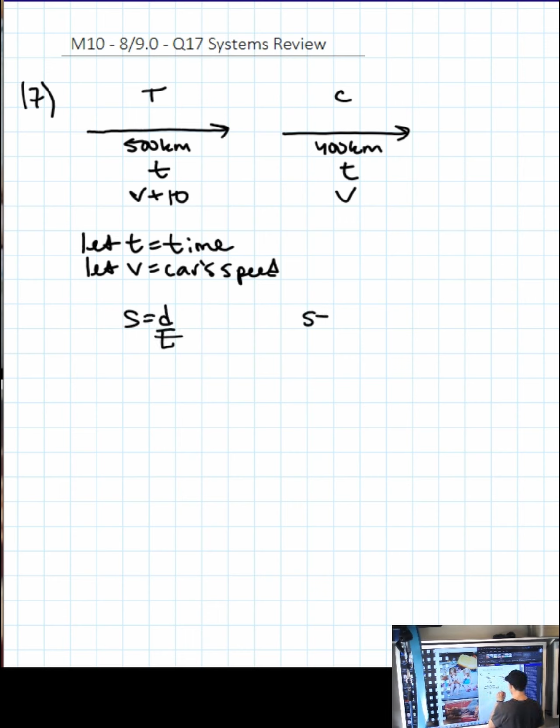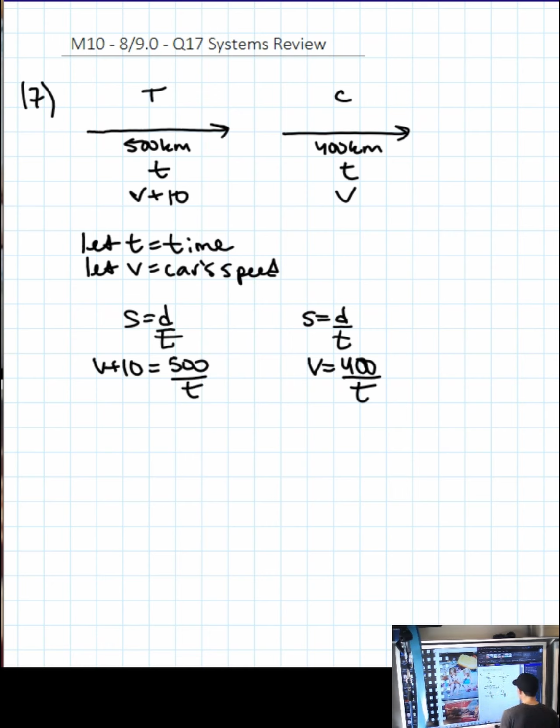Again, S equals D over T. And let's substitute. So the equation on the right is going to be a little bit simpler, so let's start there. V equals 400 over T. The equation on the left, the speed is V plus 10. So we're going to take V plus 10 and substitute it. Then our distance is 500, and again it's over T.